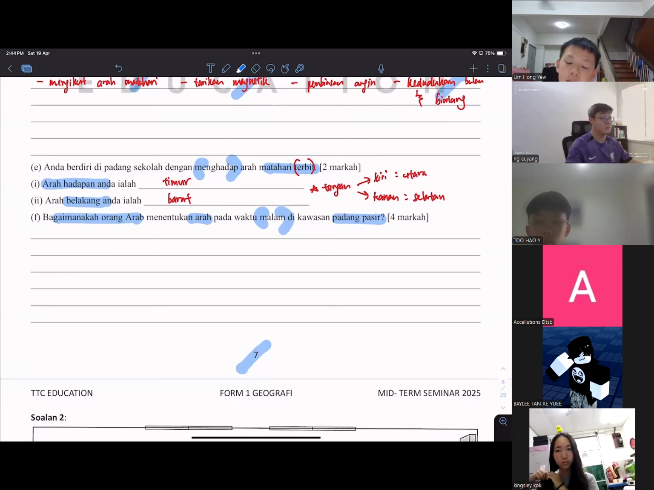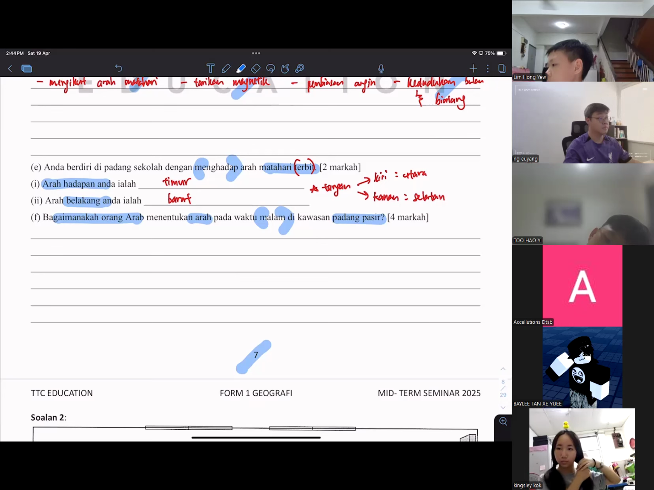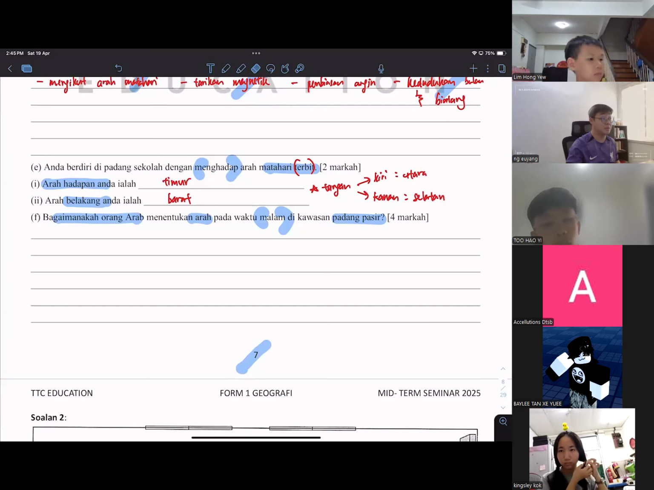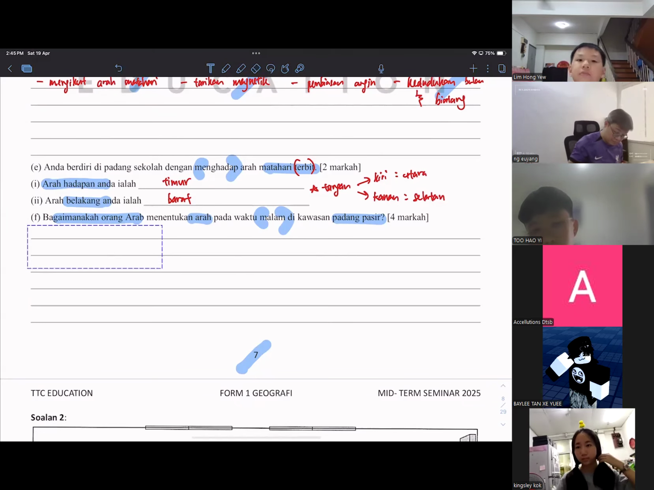This is, wait, 2000. Do we have the nota for this part? Okay, so guys, let's try to write down kedudukan Buruj first lah. This is using matahari. Okay, so 4 marks.